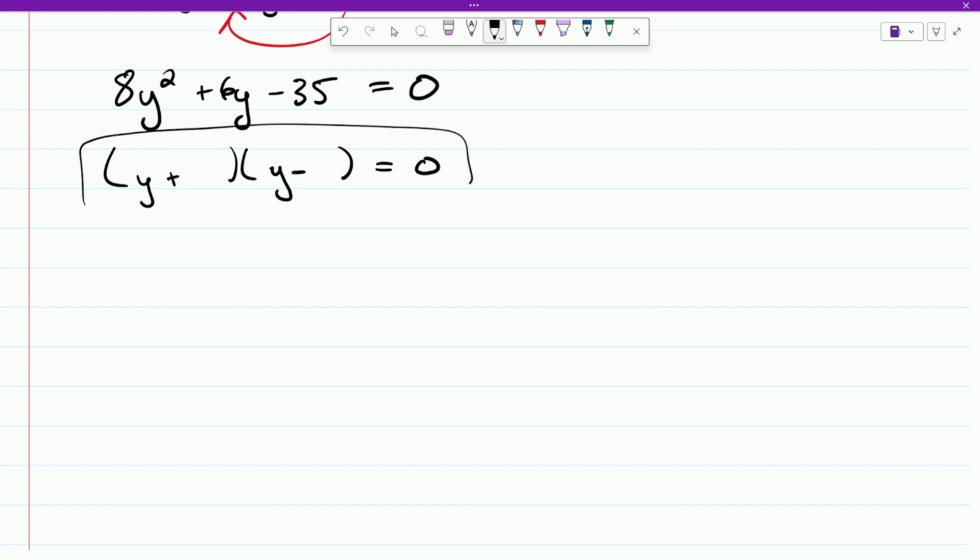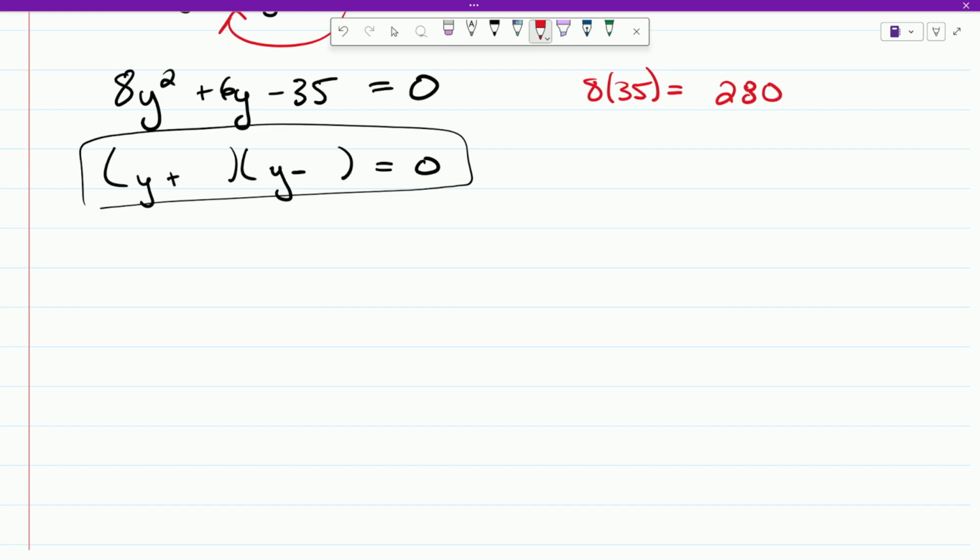So we know this is what we're looking for right here. We're going to have two binomials, one positive, one negative, okay? On the right-hand side, we're going to do the AC method. So we're going to take 8 times 35. Now, 8 times 35 is 280.